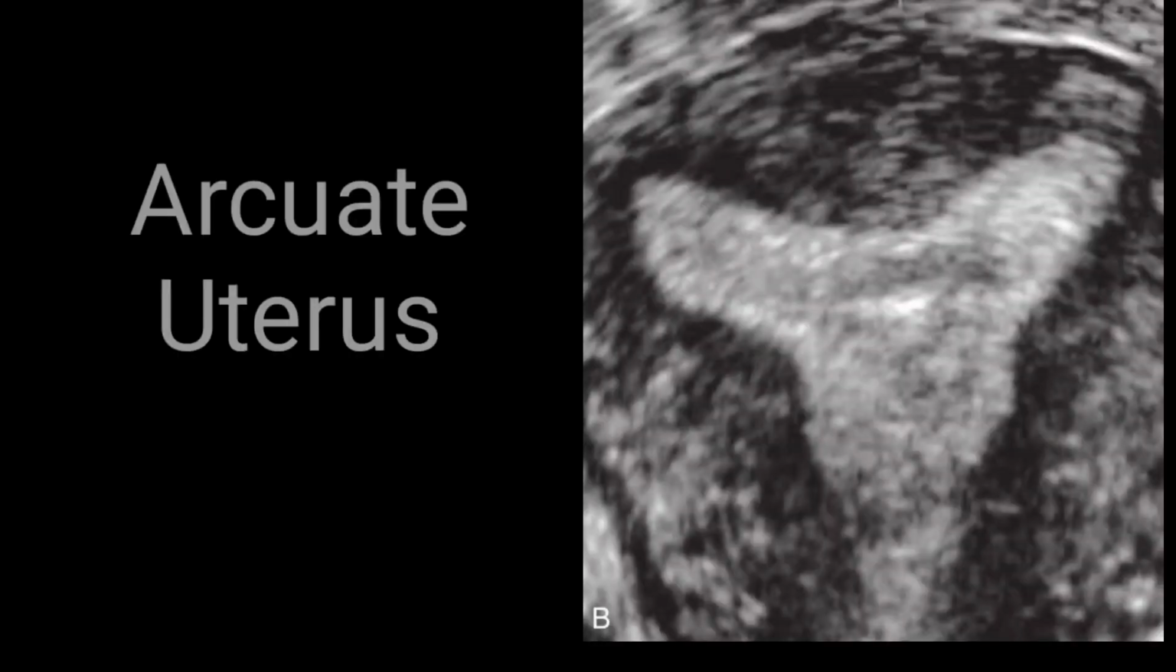On three-dimensional imaging, an arcuate uterus is visible. Here you can appreciate that the fundus is slightly indented into the uterine cavity. So this is what an arcuate uterus actually is. Some authors say this is not a congenital anomaly, while some favor it as a congenital anomaly. But anyhow, this is what the condition is, and on three-dimensional imaging you can see that the fundal part of the uterus is indented into the cavity.